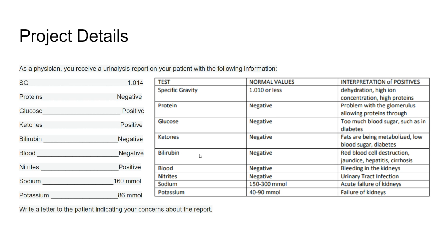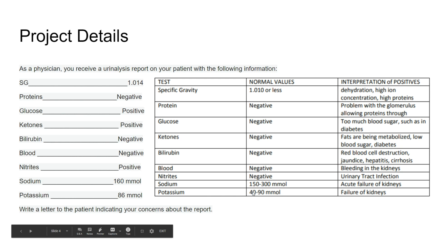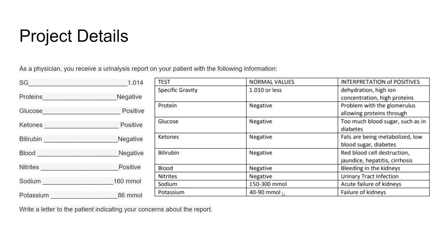And then sodium, they had 160. So it's again inside of that threshold, so we're okay. Thank goodness there is no acute kidney failure. And again, potassium, same thing, within that threshold. However, it is slightly high. But again, we don't know the effects that maybe the bacteria in the urinary tract could have caused there.